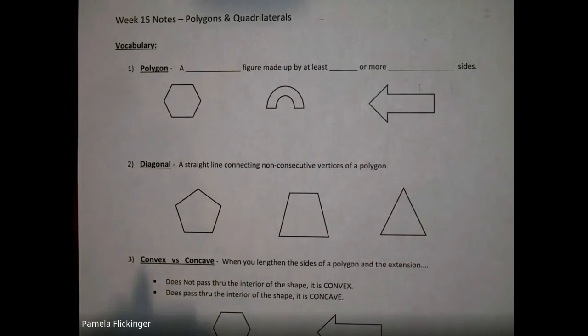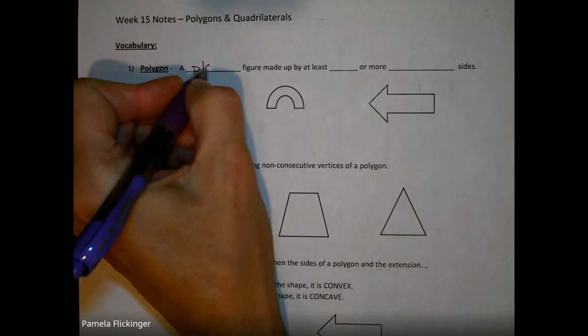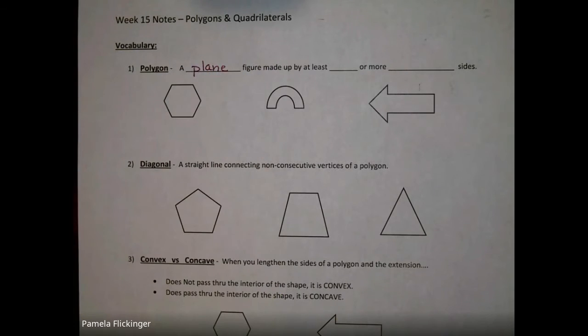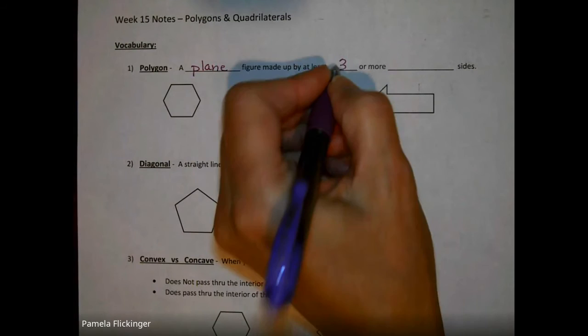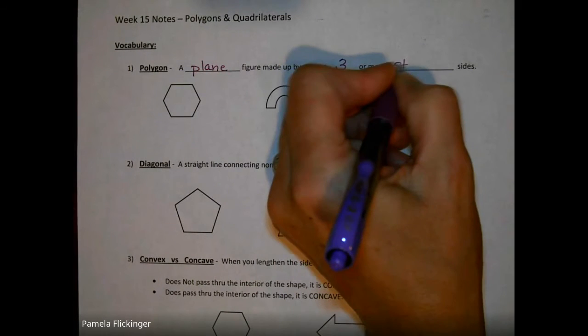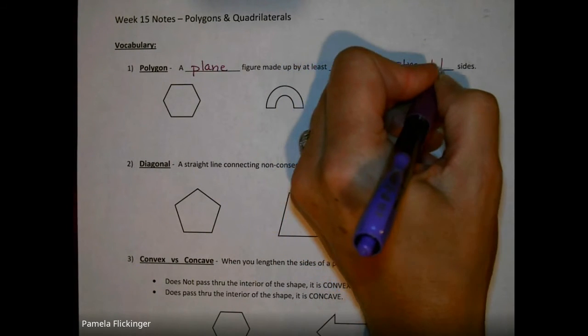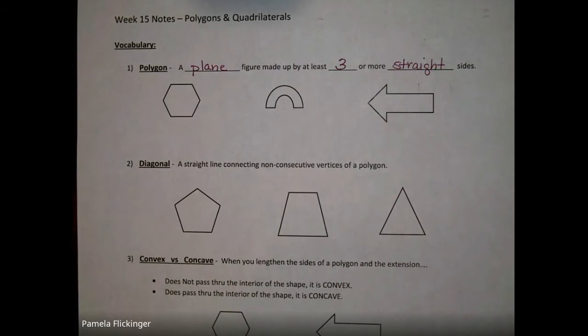Polygon. A polygon is a plane, P-L-A-N-E figure, meaning it's flat, made up of at least 3 or more straight sides. All right, so the smallest polygon is a triangle. It's got to have at least 3 sides. And they all have to be straight, meaning you're not going to have any curved sides.